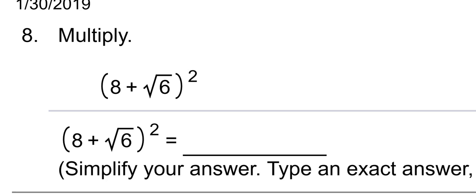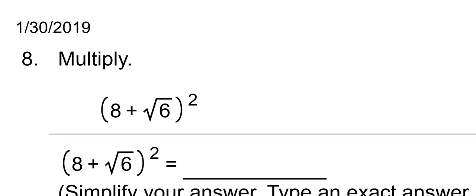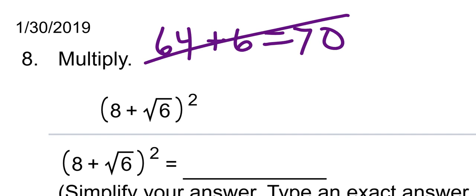Now, before we do this question, I want to show you, and I don't want you to write this down, I want you to look at the screen. I want to show you exactly what I get, which is completely wrong, for those people who are not paying attention to what we're talking about now. Here's what I get when I see this problem. Oh, well, that's 64, and let's see, radical 6 times itself, that would be 6. So I get 70. Wrong answer.